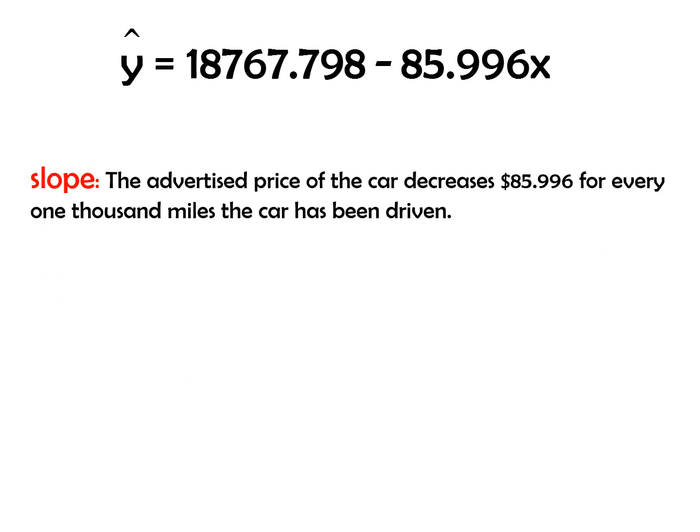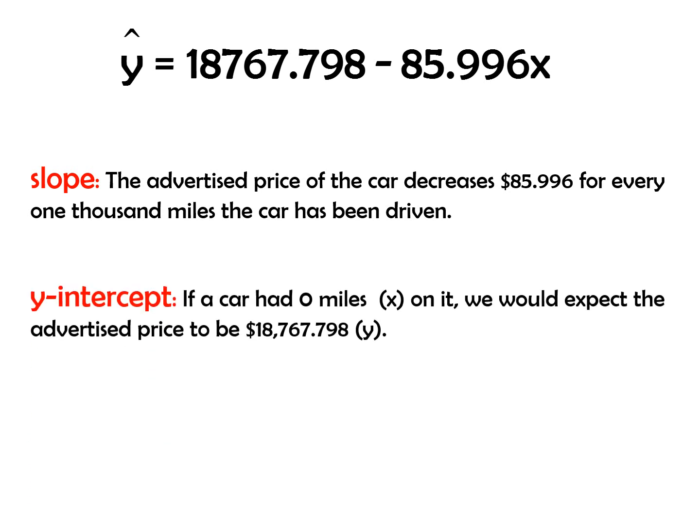So this is called the line of best fit. If we sketched a graph through all the data points, this would be the closest line to it. The advertised price of the car decreases on average $85.99 for every 1,000 miles the car has driven. If the car had 0 miles on it, we would expect the advertised price to be about $18,767.